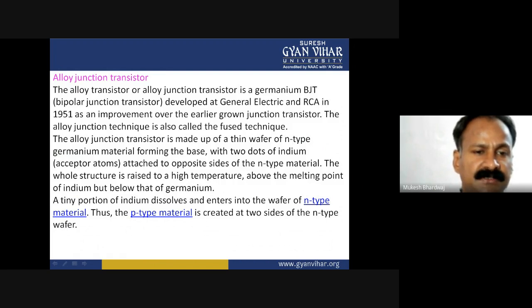The alloy junction transistor is made up of a thin wafer of N-type germanium material forming the base, with 2 dots of indium acceptor atoms attached to opposite sides of the N-type material. The whole structure is raised to high temperature above the melting point of indium but below that of germanium. A tiny portion of indium dissolves and enters into the wafer of N-type material. Thus, the P-type material is created at 2 sides of the N-type wafer.